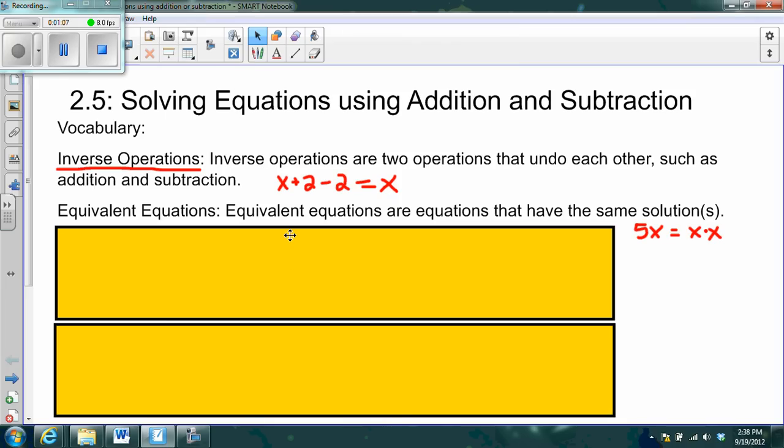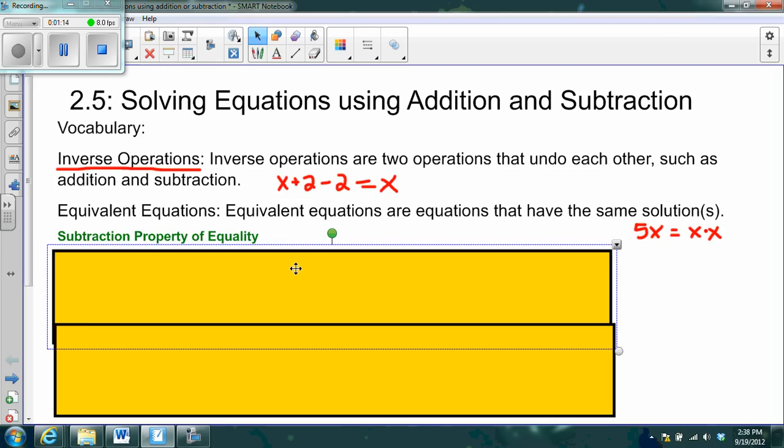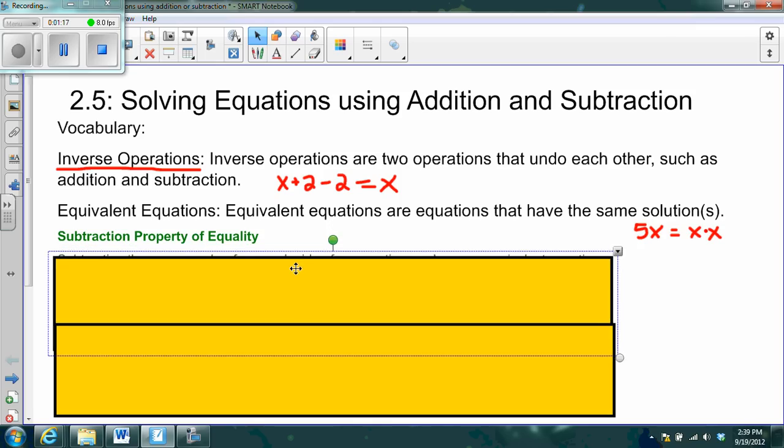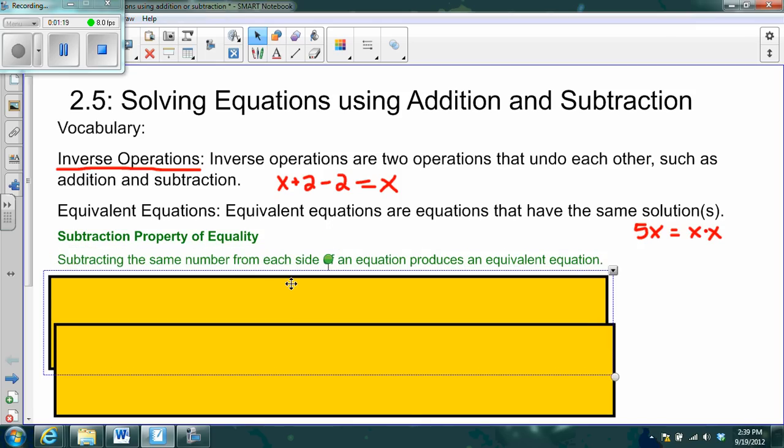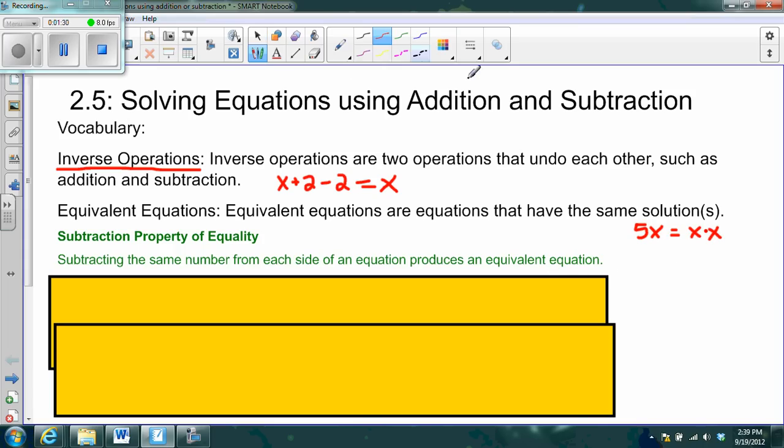There are also two rules we need to learn for this, or properties as we call them in math. They are the subtraction property of equality, which means that subtracting the same number from each side of an equation will produce an equivalent equation. So we could divide both sides by x here, or a number, and it would still be equivalent because I've done it to both sides.